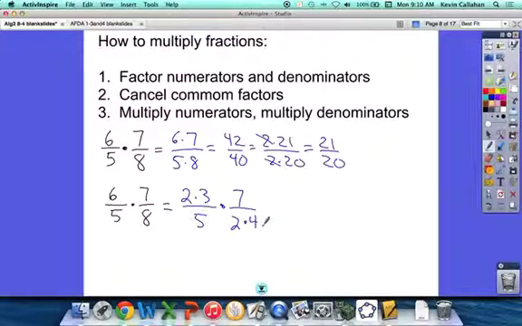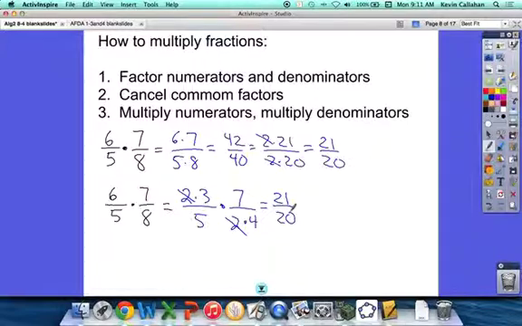And then you can cancel the common factors when you're multiplying, even if they're not in the same fraction. They don't have to be, because in the end, when you multiply, you're going to run them all together anyways. Before you multiply and get those bigger numbers, you could just cancel the 2's. And now multiply. So cancel the common factors, multiply the numerators, multiply the denominators. 21 over 20.